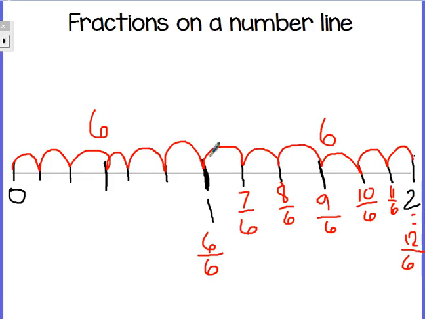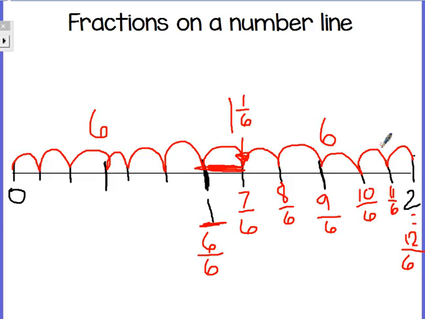Another way students can say this is they can look at the whole number that they have, and then they can count how many extra sixths they have. So this piece right here could either be 7/6, or we could call it 1 whole and 1/6. That means that 1 and 1/6 is the same thing as 7/6. That means I went 1 whole number, and then I went this extra piece right here. I went an extra 1/6.